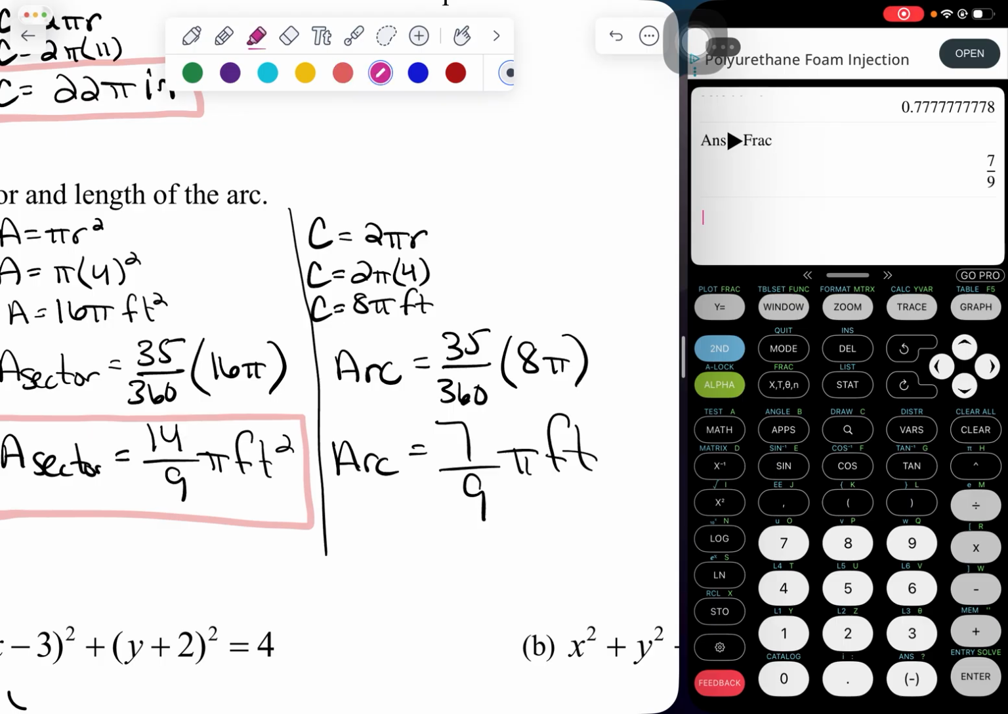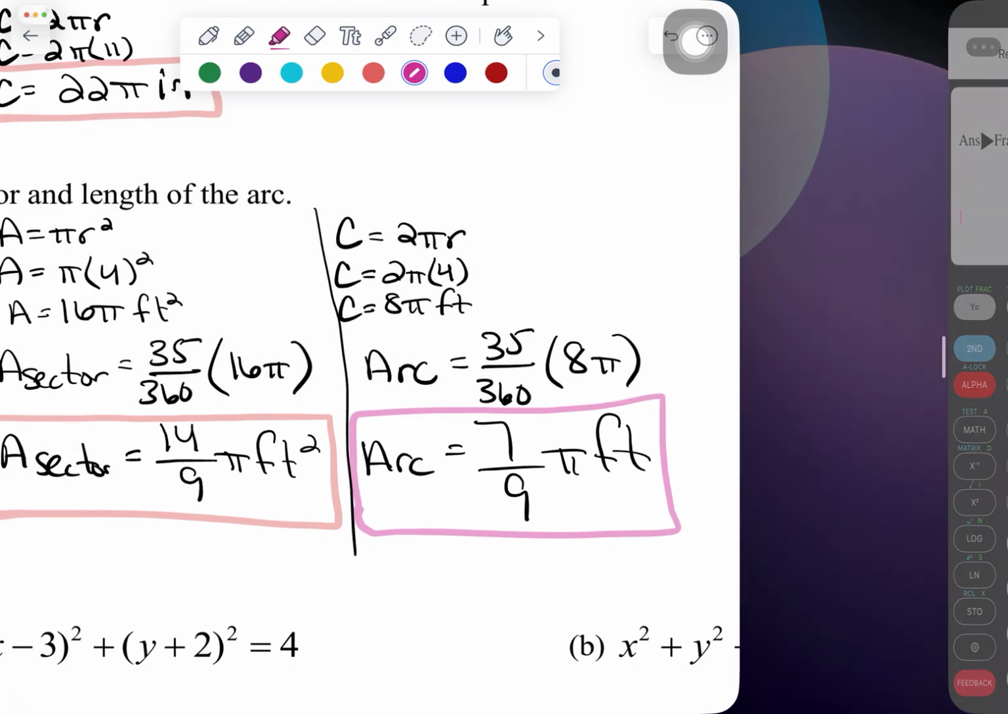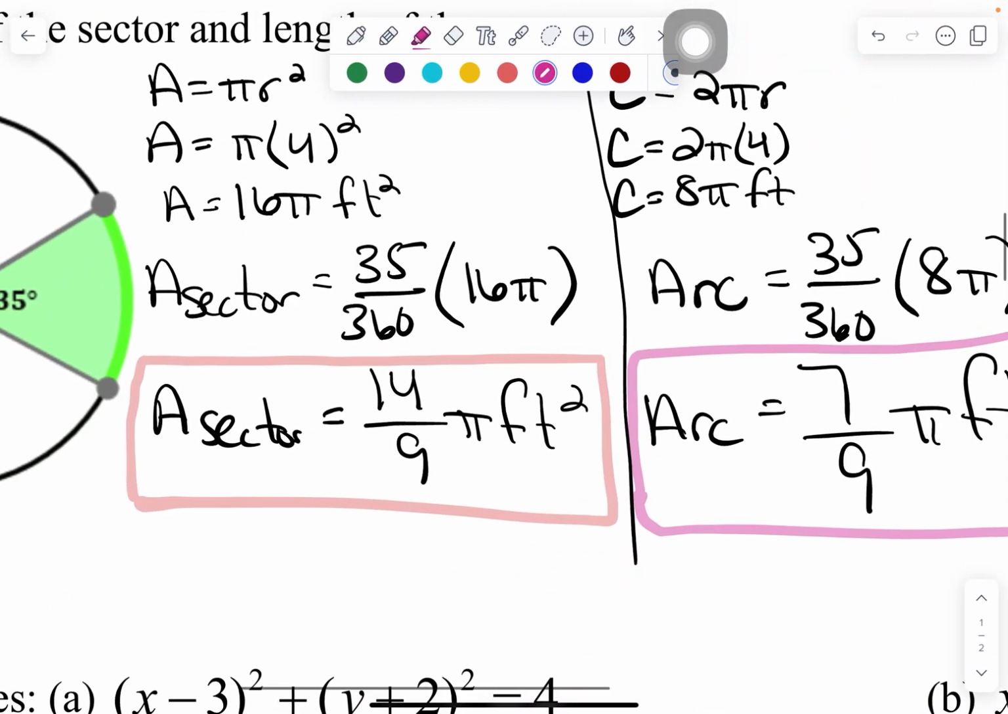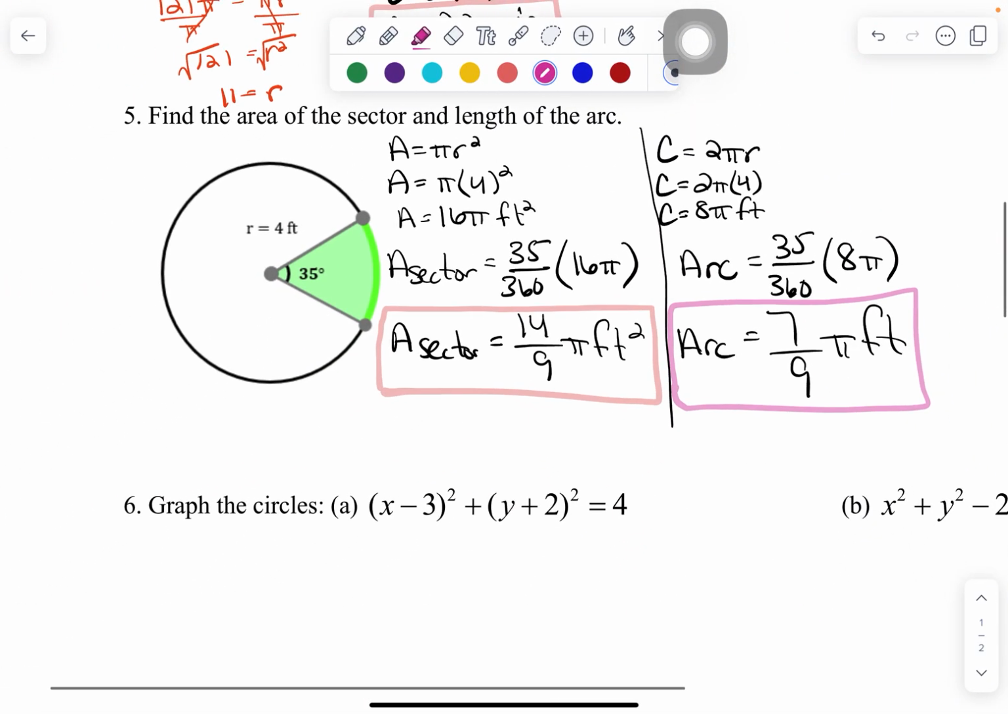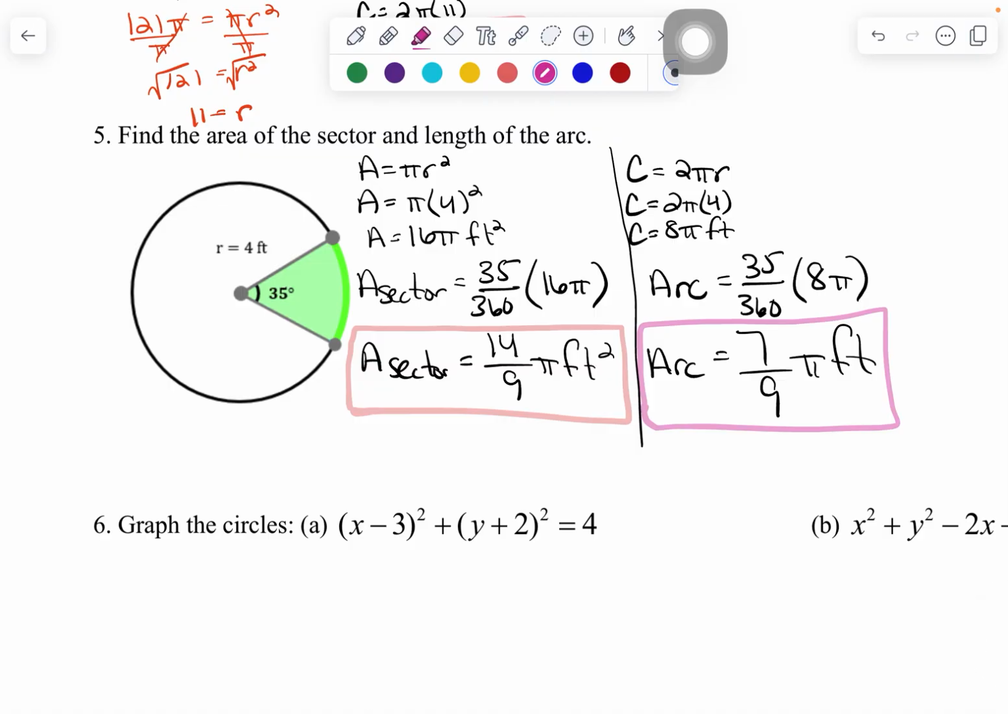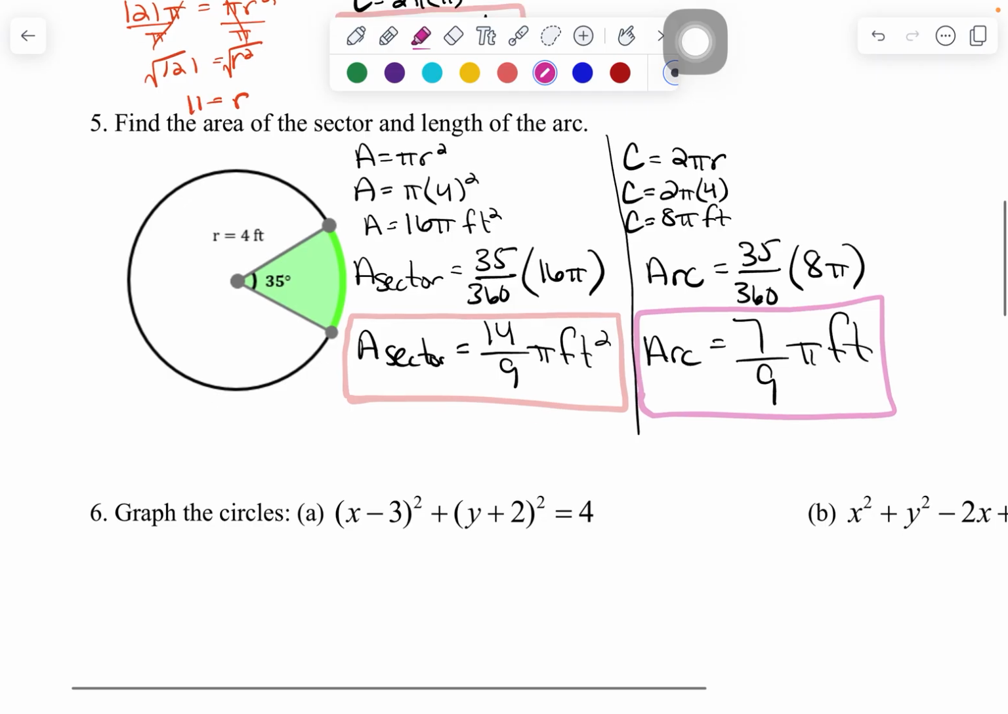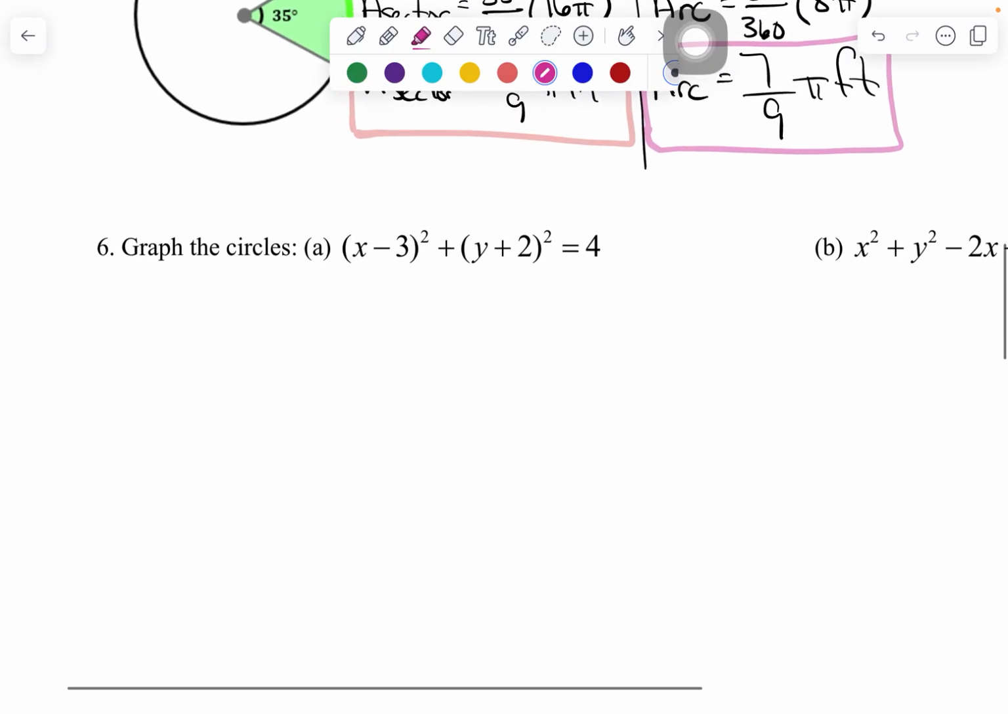And yes, these decimals or fractions are weird. It's okay. As I said, you could convert to a decimal if needed. But for me, I want these exact answers. So 14 over 9 pi feet squared for the area of the sector, and 7 over 9 pi feet for the length of the arc. All right, last thing here, I'm going to go ahead and finish out this video.